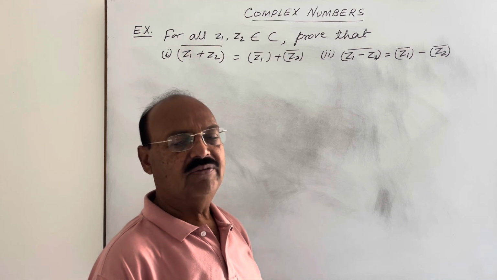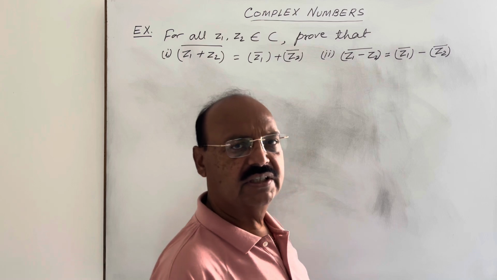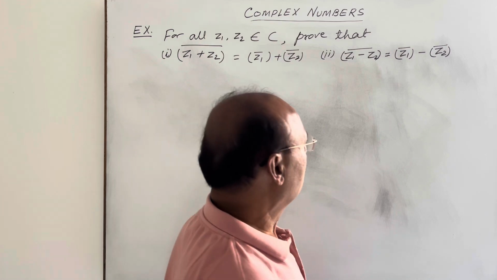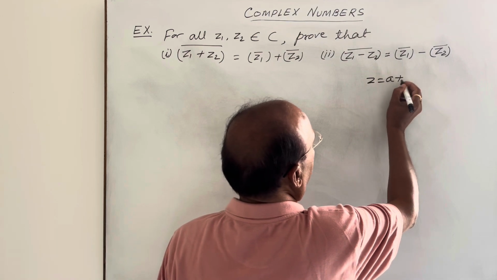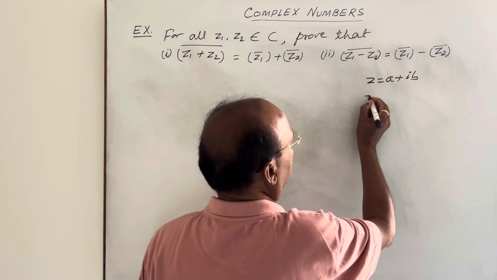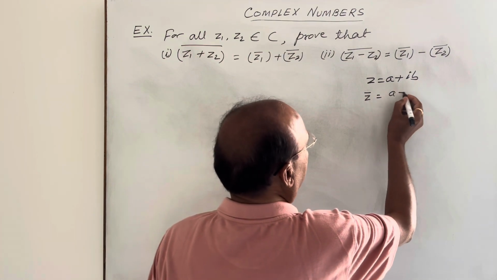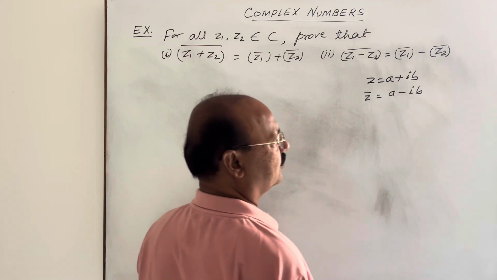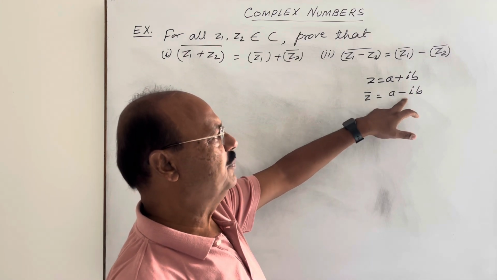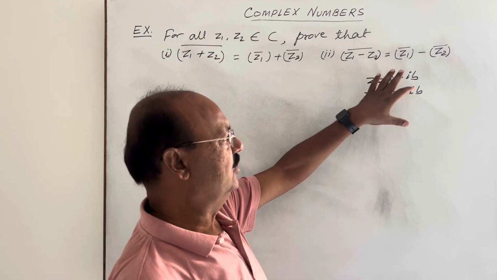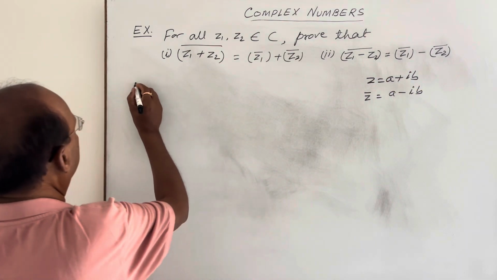Z2. We have already discussed in the previous videos what a conjugate of a complex number is. Let us make it clear. If Z is any complex number a plus ib, then its conjugate is denoted by Z bar, and this is equal to a minus ib. Simply by changing the sign of the imaginary part, we get the conjugate of a complex number.